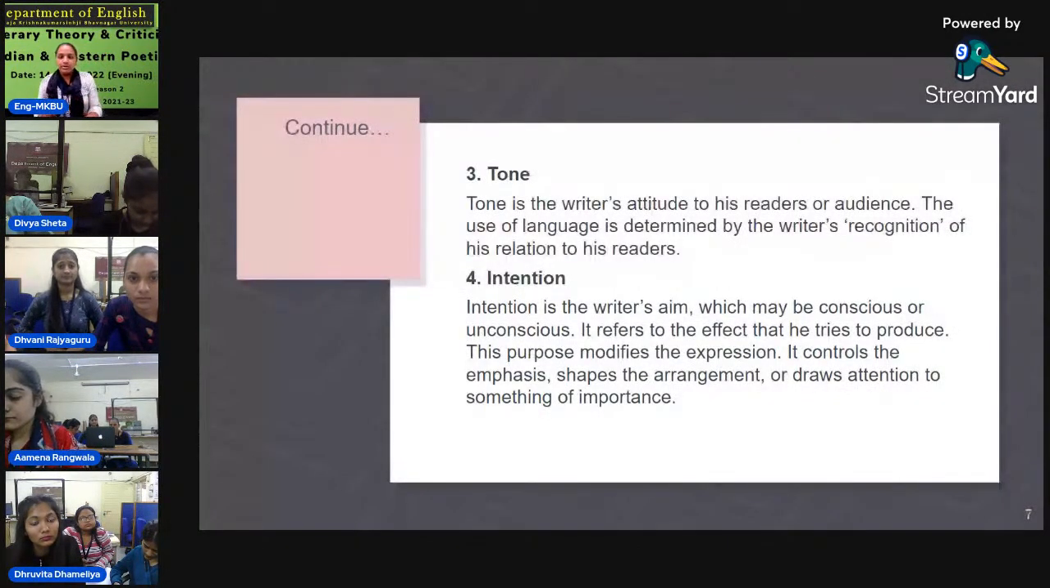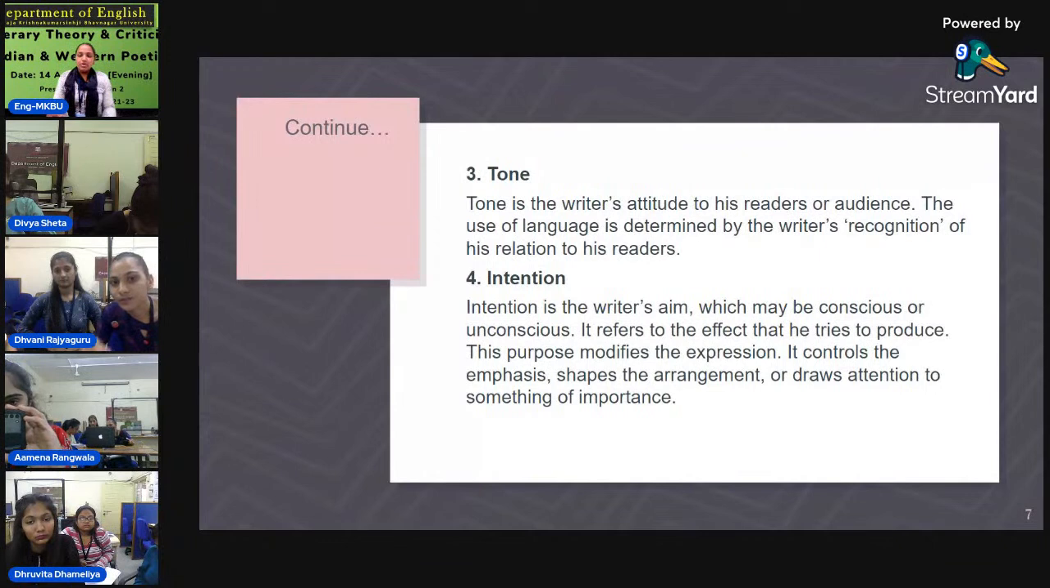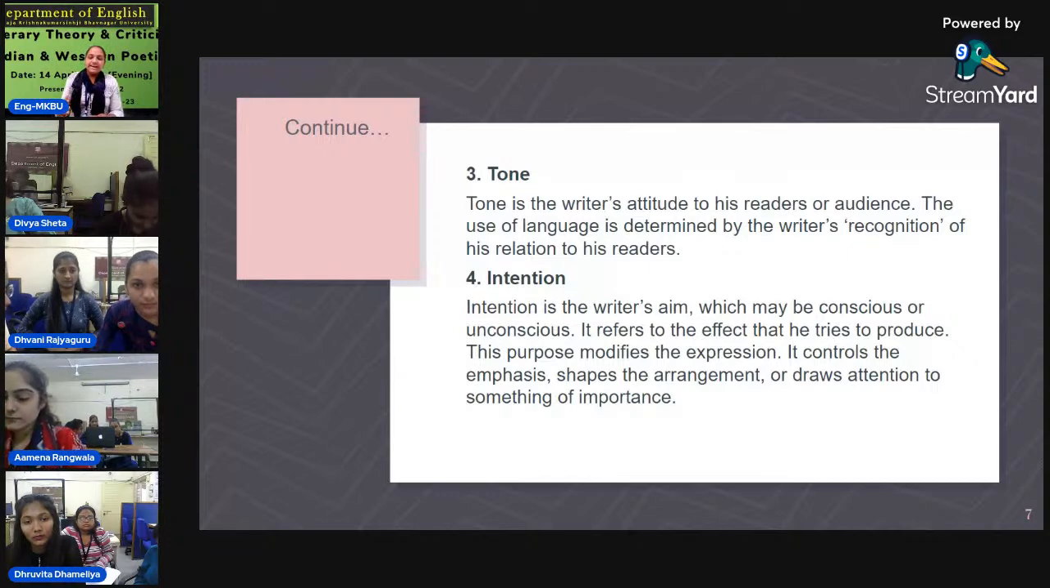Next is tone. Tone is the writer's attitude to his readers or audience, in which language or tone the writer is writing and how the reader recognizes it. And the fourth is intention. In intention, the writer is conscious of with what aim and with what attention he is writing. That is shown in intention.